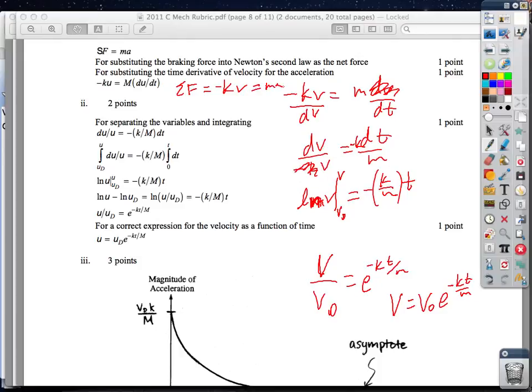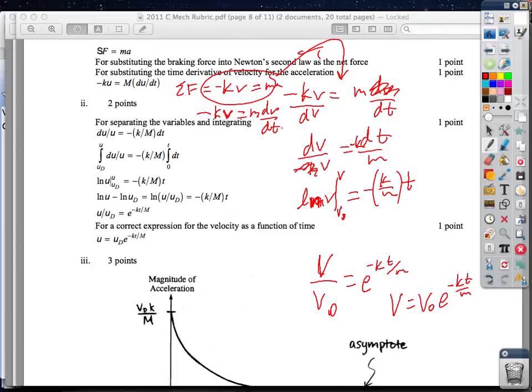If you're supposed to come up with some sort of differential equation, always think about what a differential equation is: it's always relating to the time rate of change, or the displacement rate of change, of something. Since they asked for velocity, I should be thinking, what is the time rate of change of velocity? Boom, acceleration. Sum of the forces has acceleration in it. That's how I get that statement. And then that statement translates to negative kv is equal to m dv over dt.